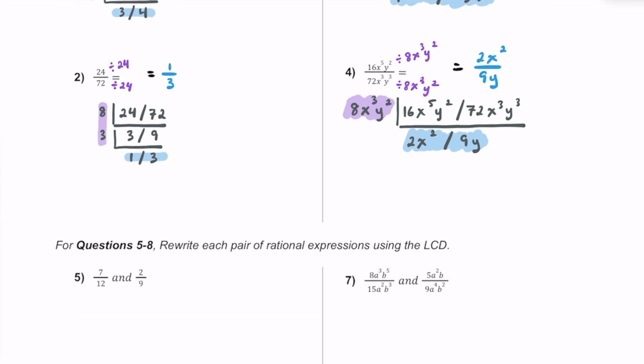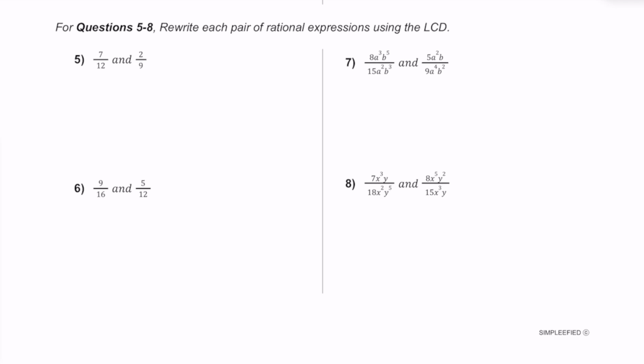All right, let's try some other types of problems. So in questions 5 through 8, let's rewrite each pair of rational expressions using the least common denominator, or the LCD. A way to use the LCM with fractions is finding out something called the LCD, or the least common denominator. So we're just going to rewrite these fractions using the same denominator here.